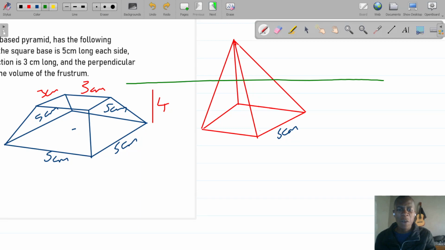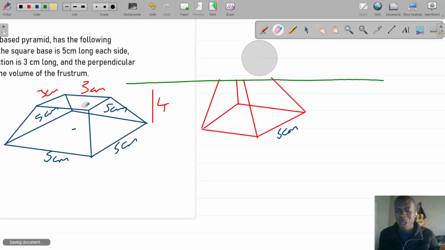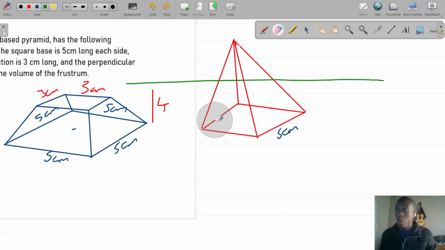So again, we need to find the volume of this entire solid. Then from the volume of this entire solid, we remove the volume of the top part. So if we remove the volume of the top part, what we're going to remain with is the volume of the frustrum. So we find the volume of the entire pyramid, then from it we subtract the volume of the part that was cut off. Then we remain with the volume of the frustrum.